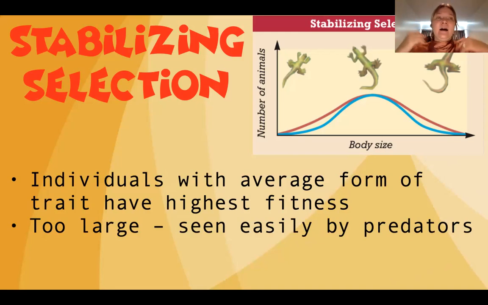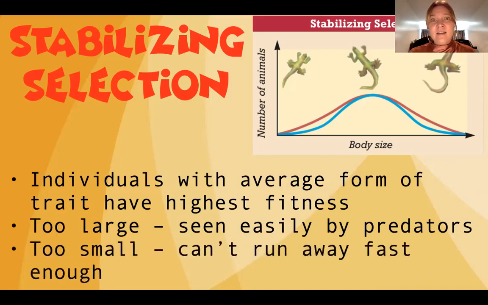Of course, any trait can be looked at as far as stabilizing selection is concerned, but body size is just an example. So for this particular lizard or gecko or whatever it is, if they are too large, they're more easily seen by predators. It's harder for them to hide. If they're too small, then they're too slow to actually run away from predators. So the average form of body size is the most common and produces the highest fitness.